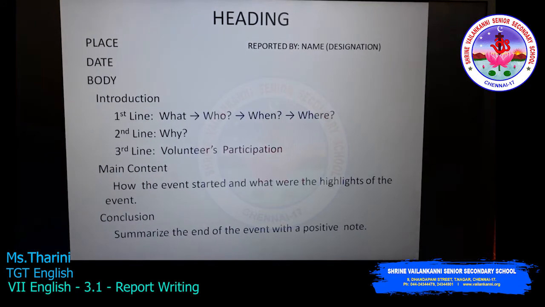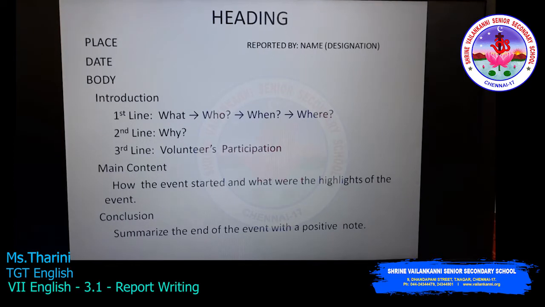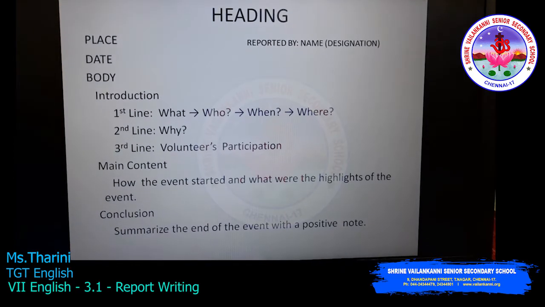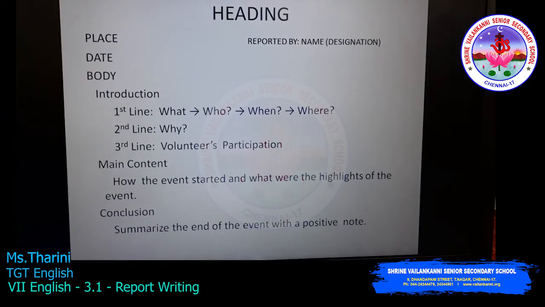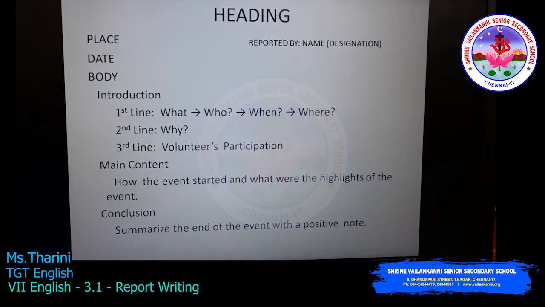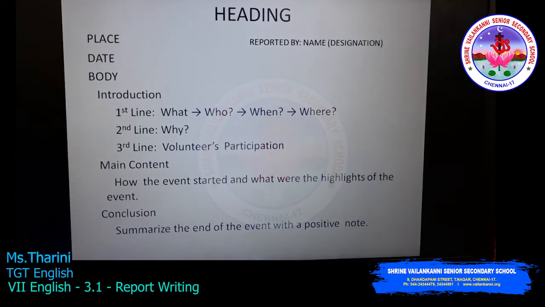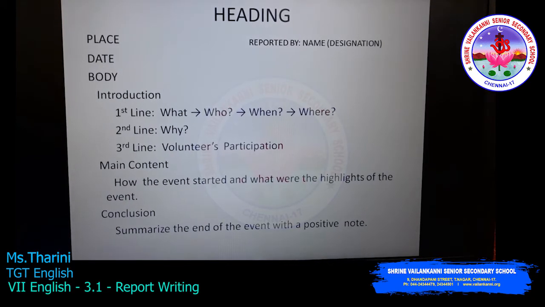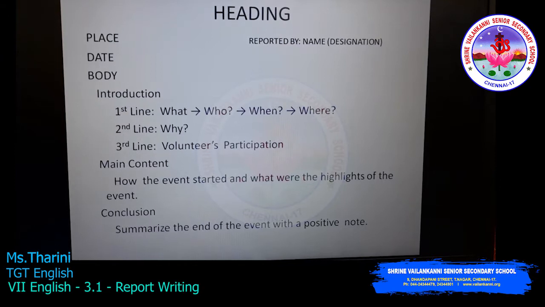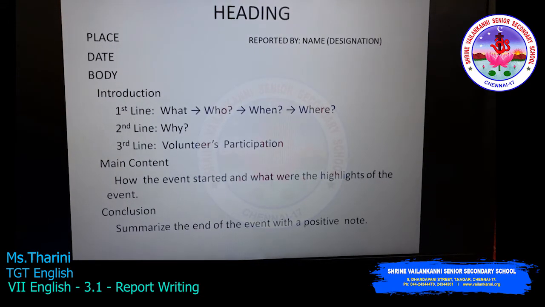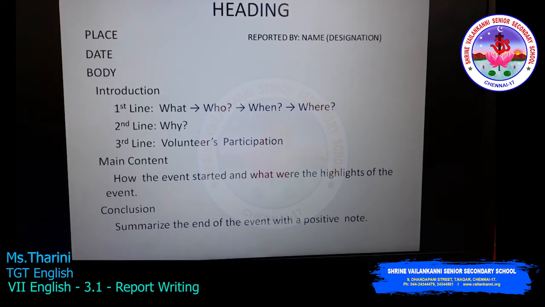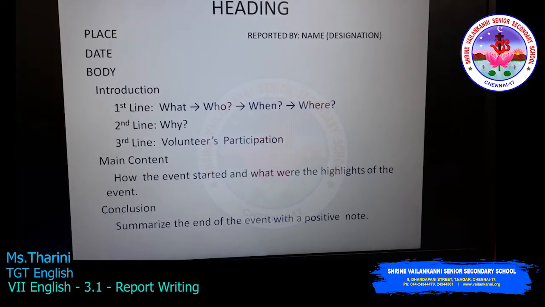In the first line you will answer these questions. What had happened? Who was it because of? When it happened and where it happened, the event. Next, why? What is the purpose? Next, third line, volunteers' participation. Who all participated in this?